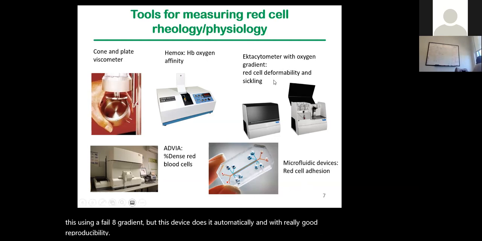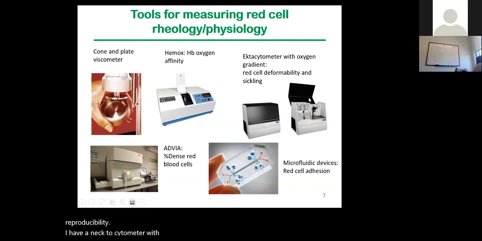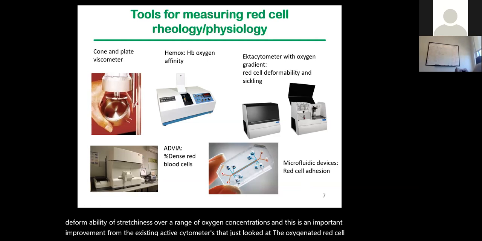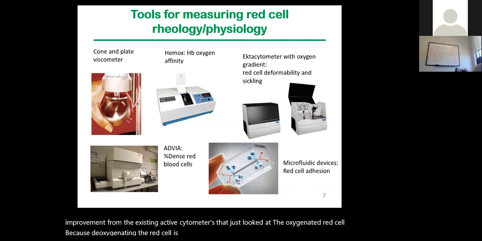I have an ektacytometer with oxygen gradient, which lets me see the changes in red cell deformability, or stretchiness, over a range of oxygen concentrations. And this is an important improvement from the existing ektacytometers that just looked at the oxygenated red cell, because deoxygenating the red cell is key to unearthing its abnormalities. And so you get a lot more information once you can deoxygenate and reoxygenate the red cell.